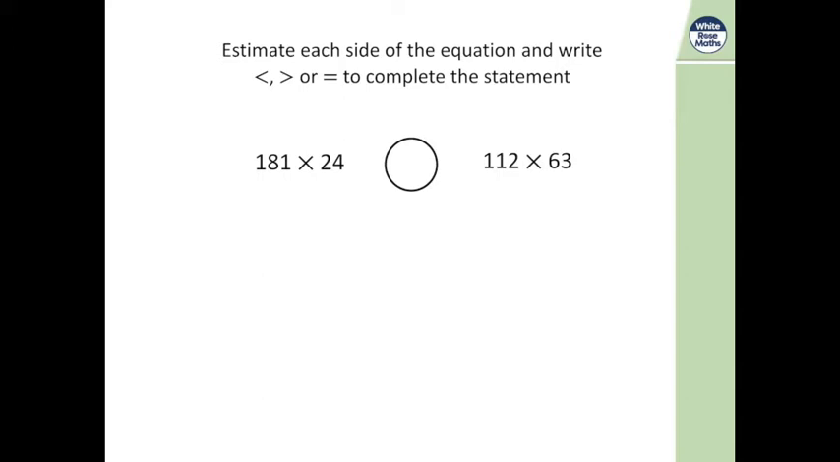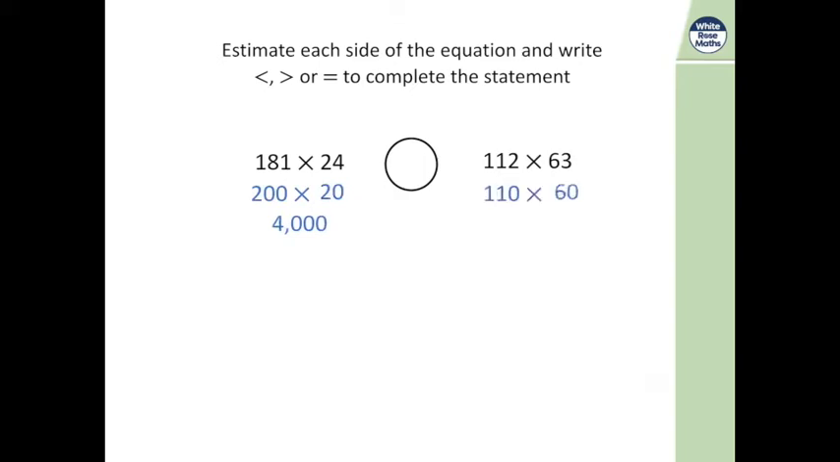Estimate each side of the equation and write less than, greater than, or equal to complete the statement. Have a think. We can use rounding to help us here. So going to round to 200 times 20, which gives us 4,000. Now you can use a written calculation for that. But if you know that 2 times 2 is 4, and 20 times 2 is 40, and 20 times 20 is 400, then you might know that 200 times 20 is 4,000. You may not necessarily need a written calculation for that.